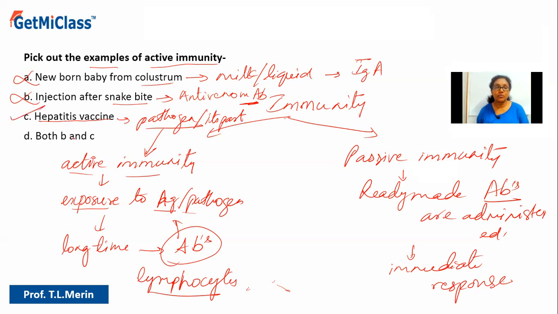Option D says both B and C, which is incorrect because B is incorrect. So what is the answer? The answer is option C. I hope you understood the explanation.